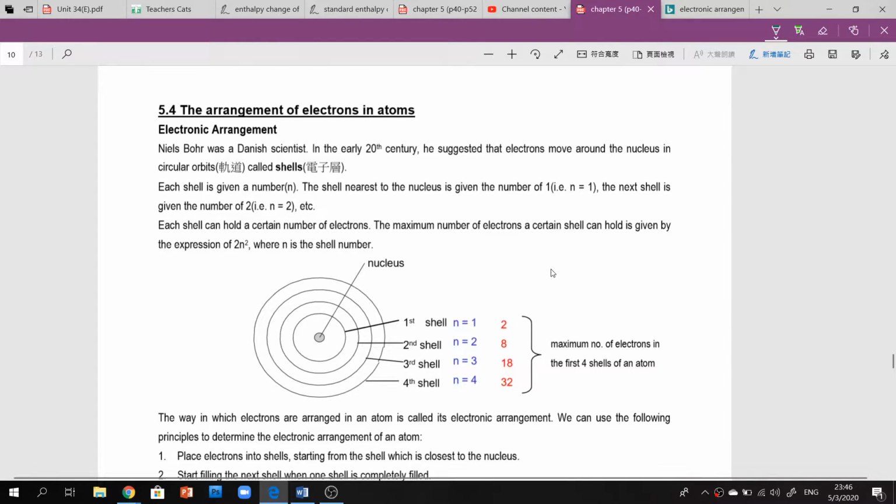Hello everyone. Here comes the last concept in chapter 5. We talk about how the electrons are arranged inside the atom. That idea was founded by a Danish scientist in the early 20th century, called Niels Bohr. He suggests that the electrons move around the nucleus in circular orbits called shells.